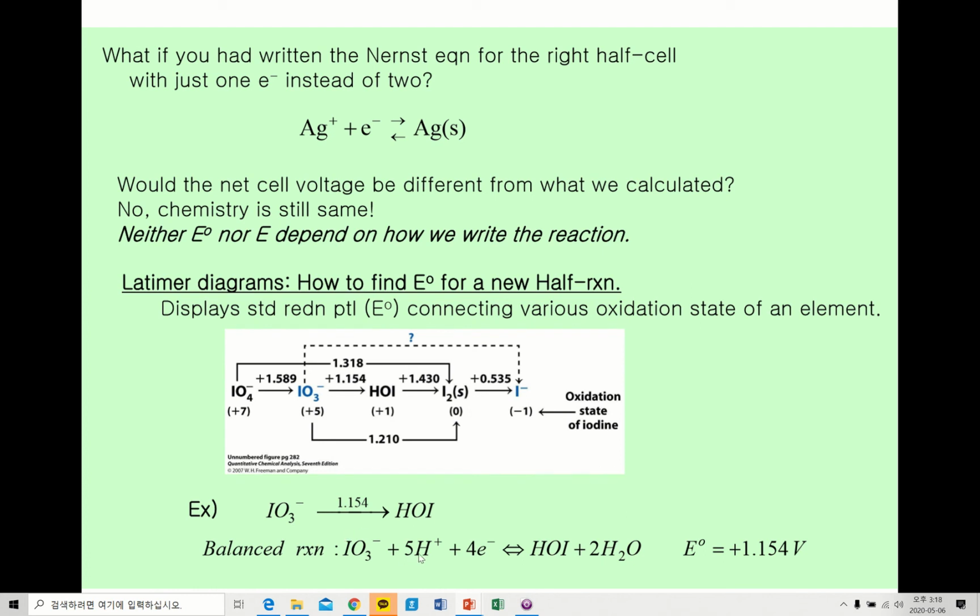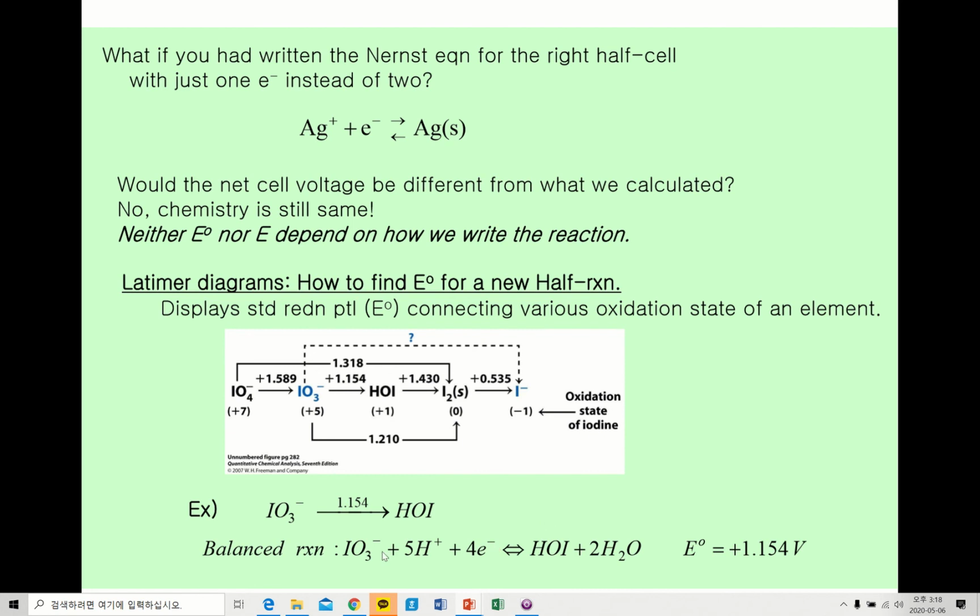So on the left hand side we add protons. Since on the right hand side there are 5 protons, we add 5 protons here, and then we examine whether this half reaction satisfies the charge balance and mass balance.